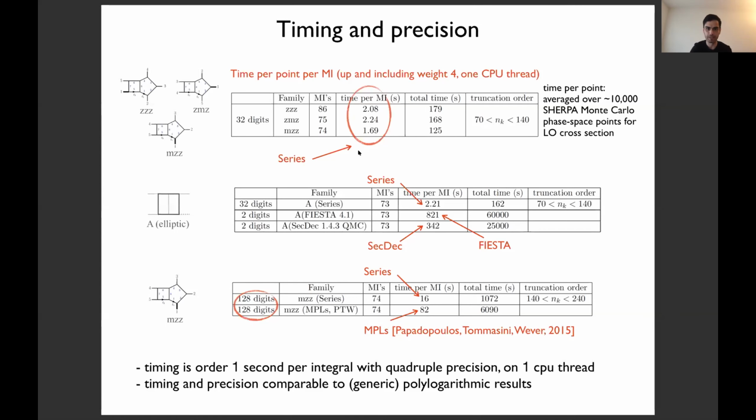This time has been obtained by averaging the timing over, roughly speaking, 10,000 Sherpa Monte Carlo phase space points obtained by computing the corresponding leading order cross-section. In this second table, on the other hand, I show the same timing, but for this elliptic family, for X plus Z, that we call family A. Again, the timing is of the same order of magnitude, 1 second per master integral.